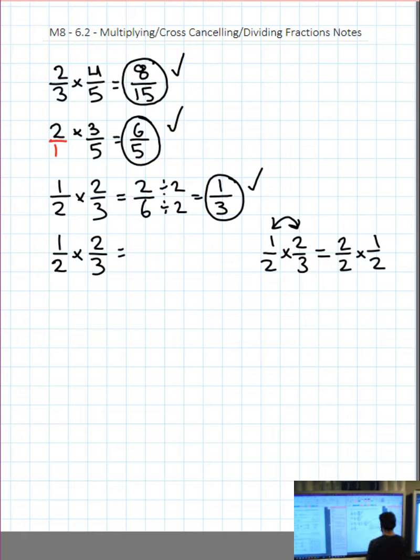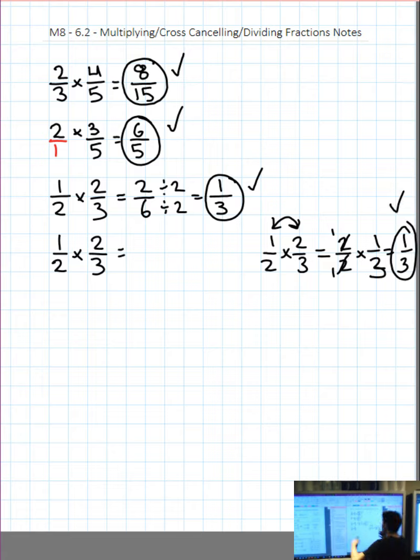Now, looking at that first fraction, 2 divided by 2 is 1. I can simplify the top. I can divide the top and bottom by 2. And 2 divided by 2 is 1. And 2 divided by 2 is 1. That 1 on the top, a little bit clearer. And then I can simply multiply the tops. 1 times 1 is 1. Excuse me, that should be a 3 on the bottom. And 1 times 3 is 3. The same as we got above.